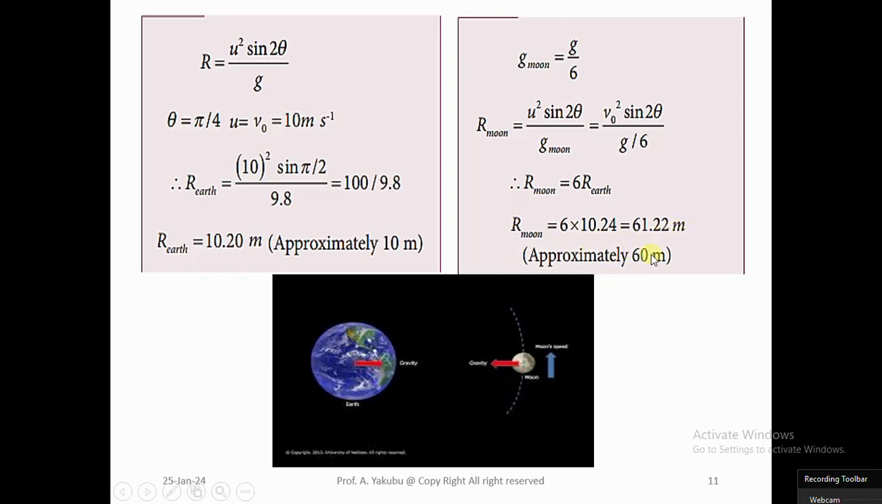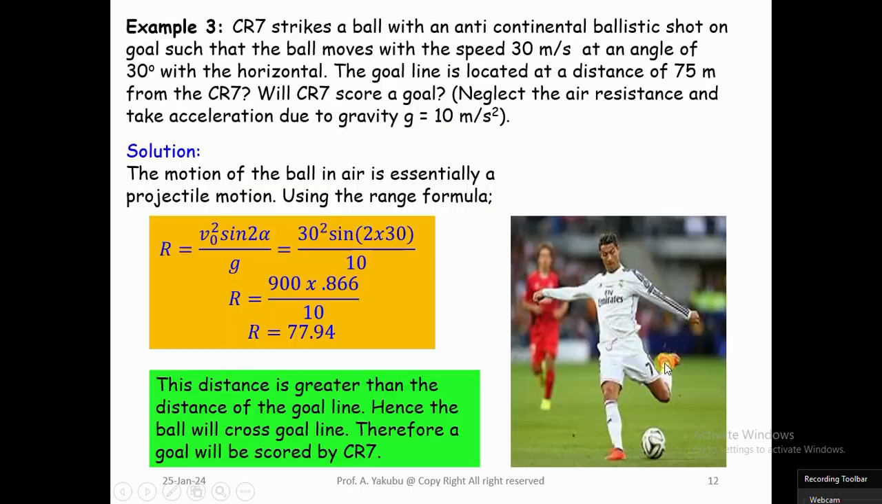Approximately a difference of 60 meters. We have an approximate difference, because 61.22 meters minus 10.2 is approximately 50 meters. So there is a great difference of about 50 meters between Earth and the moon. But solve this out completely. Don't follow my method here. Put the value of g here, then divide by 6, and then do the solving, so you get the same answer I have here.